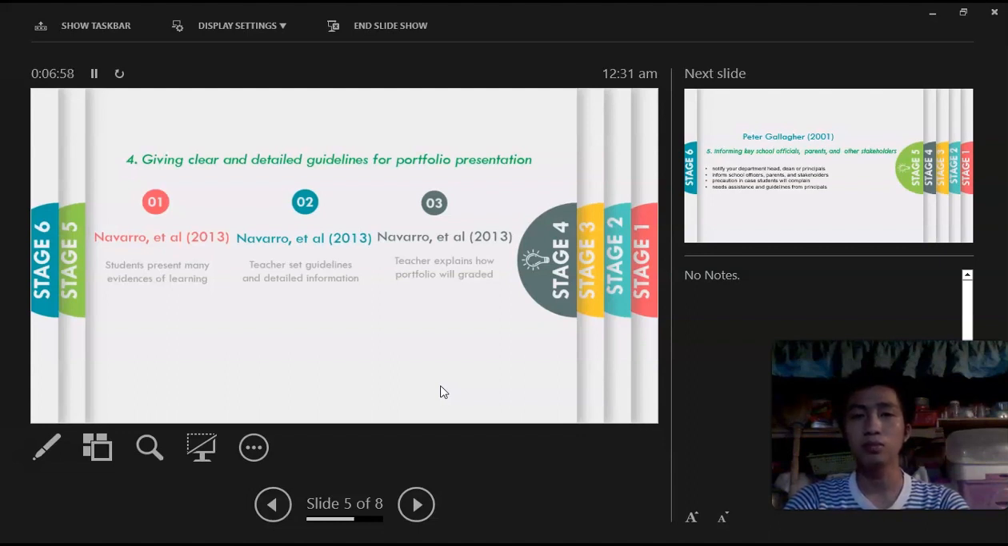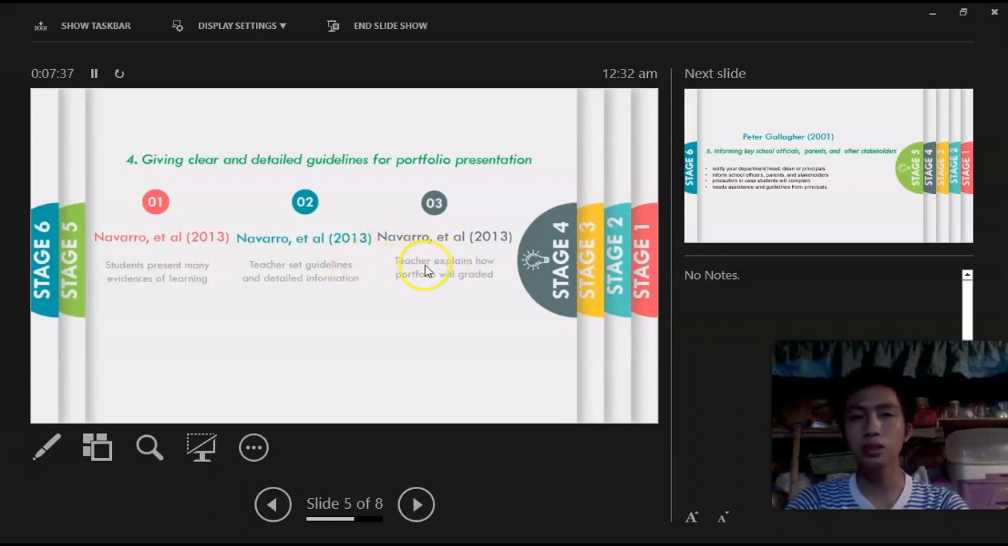Clear and attractive presentation: data, drafts, attached reflections or comment cards. Students tend to present as many evidences of learning as they can when left on their own. So the teacher must set clear guidelines and detailed information on how the portfolio will be presented.